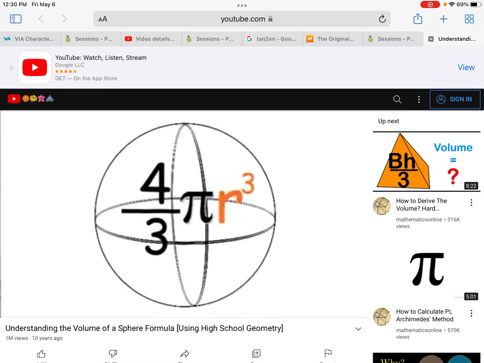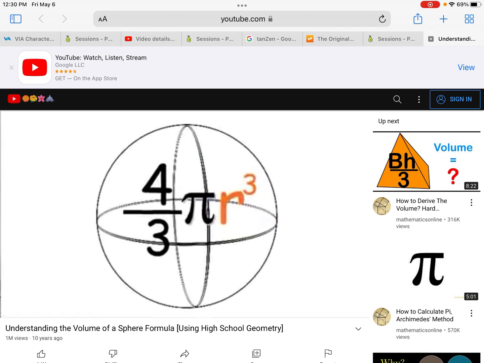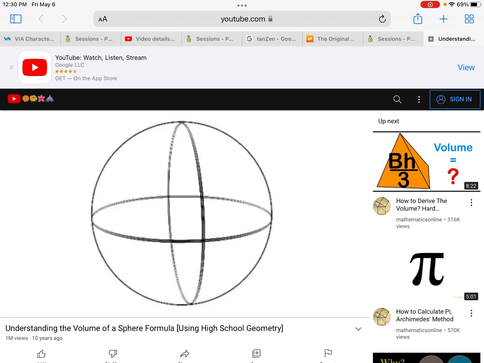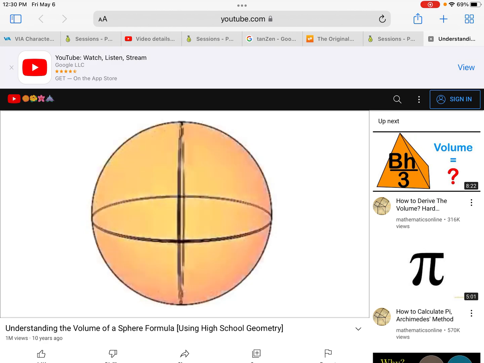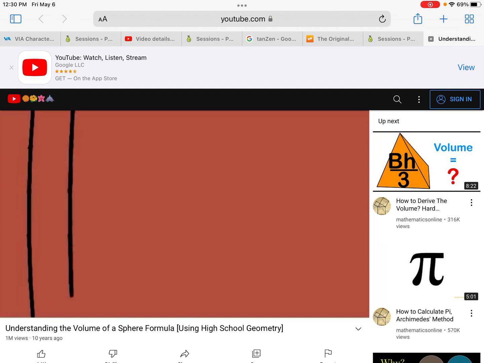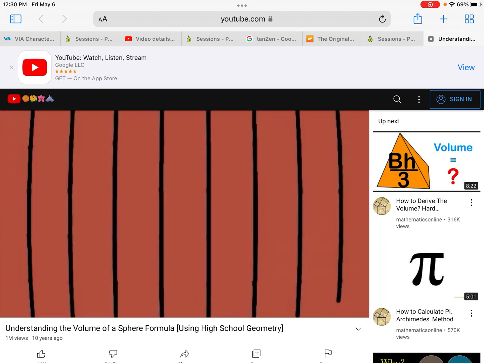4 over 3 pi r cubed gives you the volume of a sphere. But where does the formula come from? First, we'll draw a perfect sphere and fill in its volume. Next, we will divide the sphere into equal-sized pyramids with square bases.